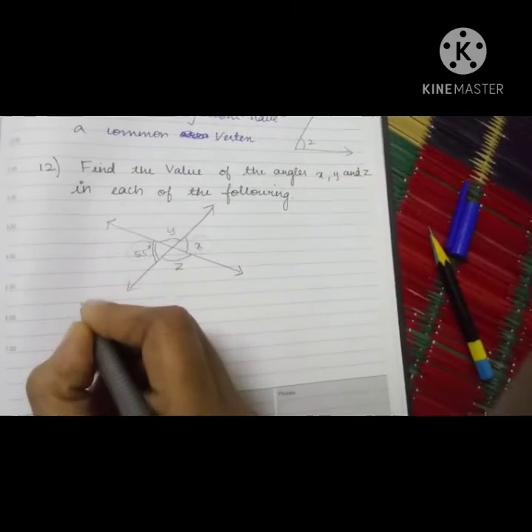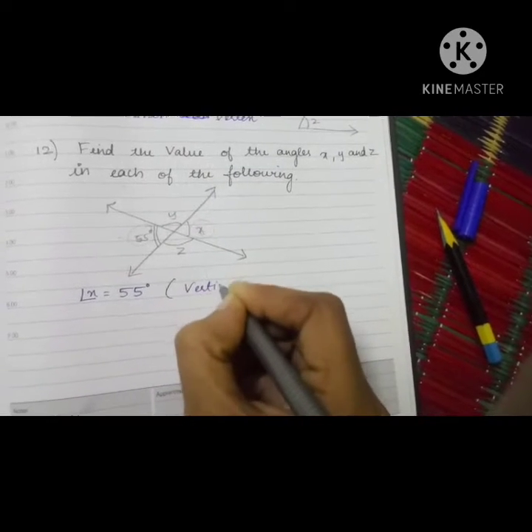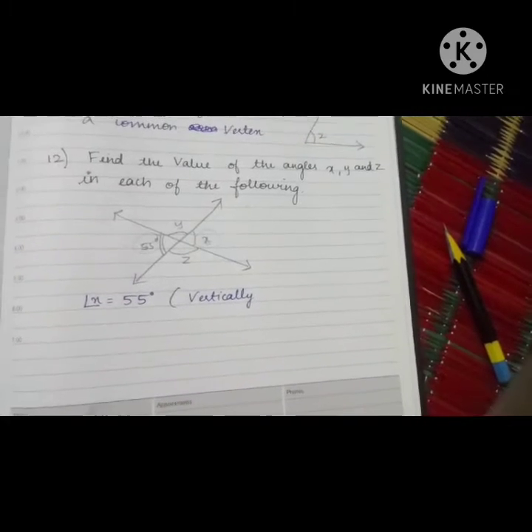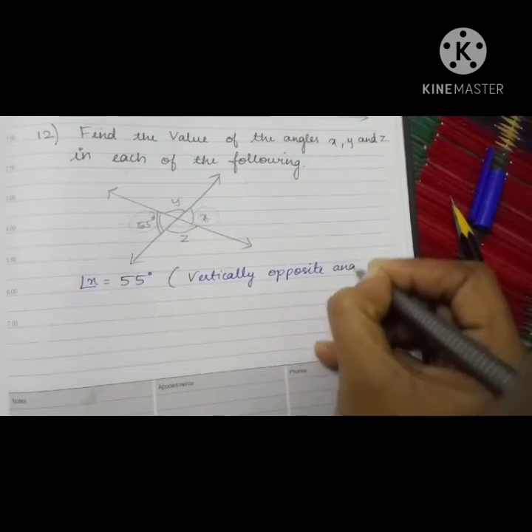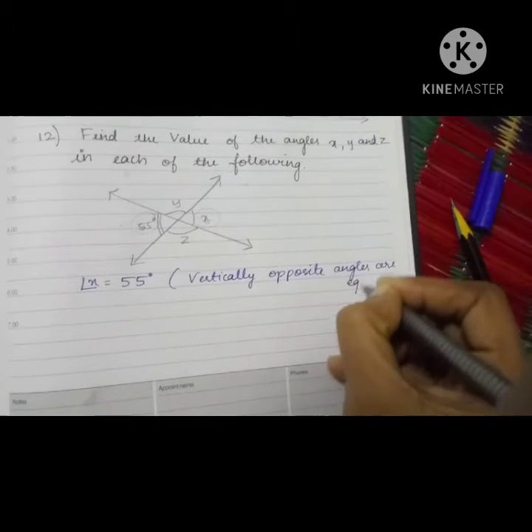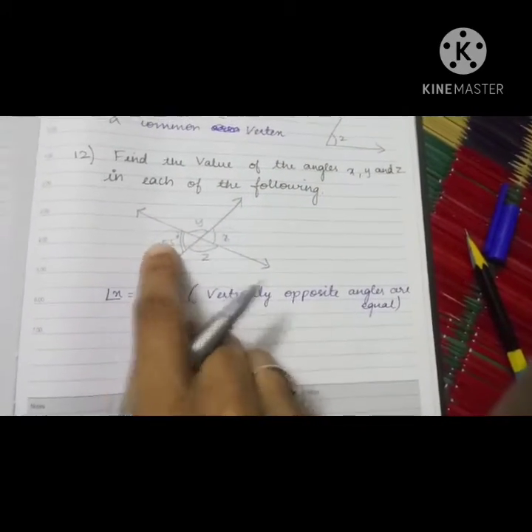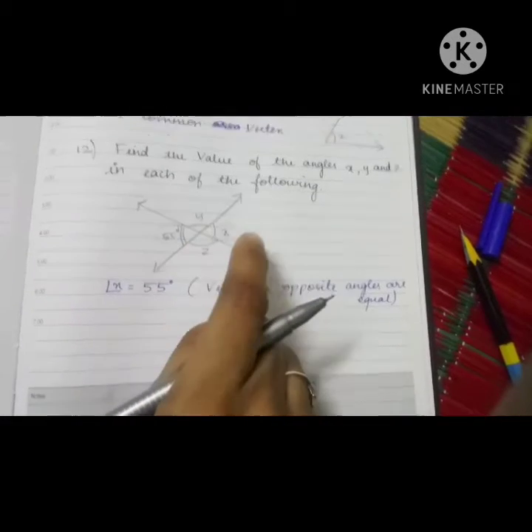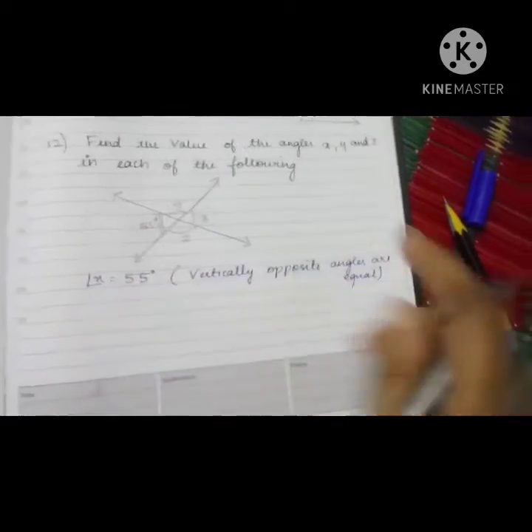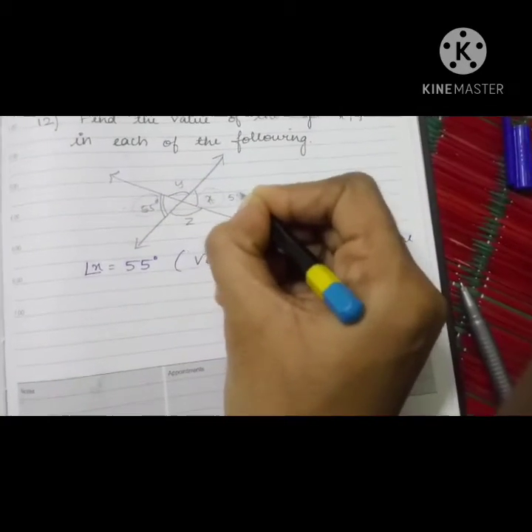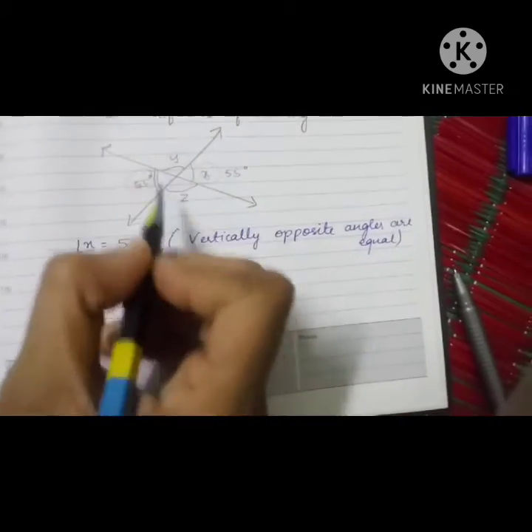Yes? So angle X is equal to 55 degrees because you should write this reason. Okay, if the reason is not there, then it is incorrect. Vertically opposite angles are equal. Okay, angle X is equal to 55 because vertically opposite angles are equal. So we can say that X is equal to 55. So I got the value of X as 55, correct? Now you should find the value of Y and Z.